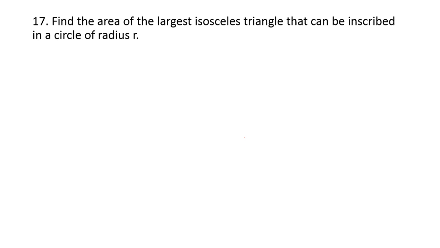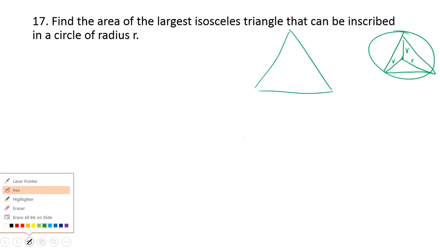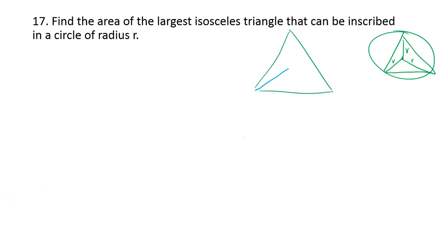Alright, so 17, we have find the area of the largest isosceles triangle that is inscribed in a circle with radius r. So by looking at what this image would be, we'd have an isosceles triangle with r, r, r. Now, what I'm going to do here is take this and blow it up a little bit. And what we have is, with an isosceles triangle, two of our triangles will be exactly the same inside. This one and this one will be the exact same size. They'll be congruent triangles.